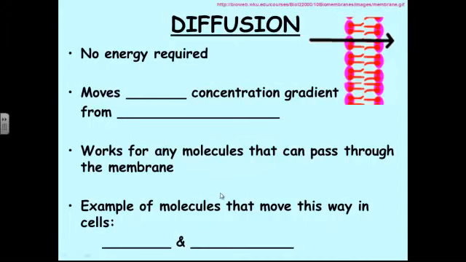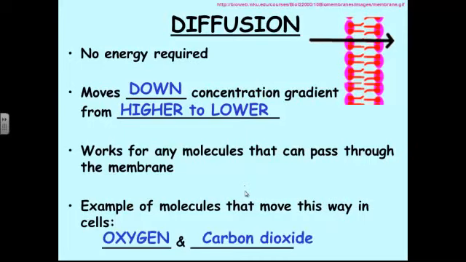Diffusion does not require any energy. We don't have to add ATP molecules to make it go. We don't have to do anything. They're going to move down the concentration gradient from areas of higher to lower concentration. And it works for any molecule that can pass through the membrane. The examples that we used in class were oxygen and carbon dioxide moving in and out of your lung spaces into your bloodstream.